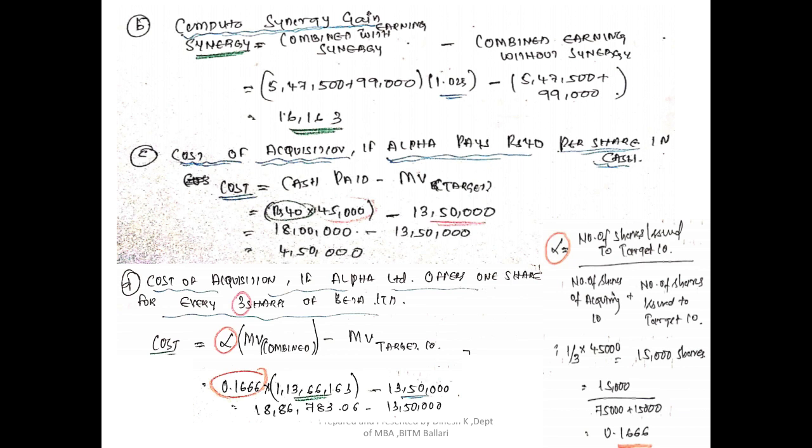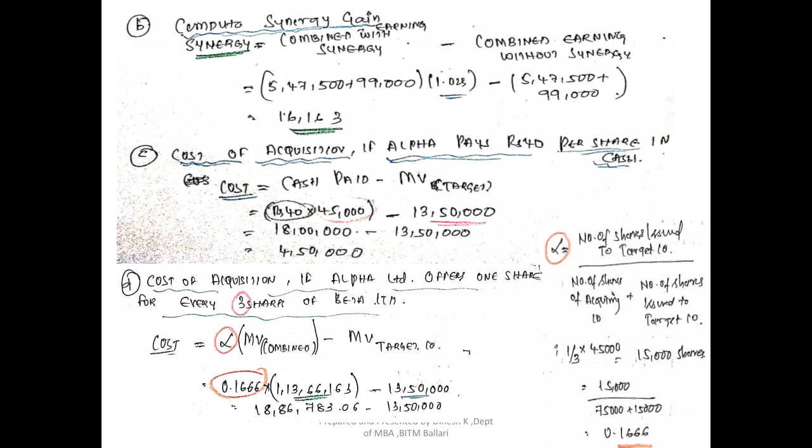So we have been paying rupees 40 per share. The total number of shares is 45,000. 40 into 45,000 comes out to be 18 lakhs, minus the value of the target company, 13 lakhs 50,000. So the cost of acquiring the target company for the acquiring company is 4,50,000. This is the cost of acquisition with respect to cash of rupees 40 per share. If the company goes with a cash transaction, the cost comes out to be 4,50,000.